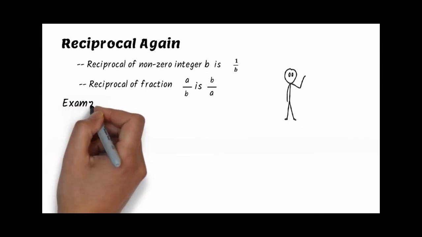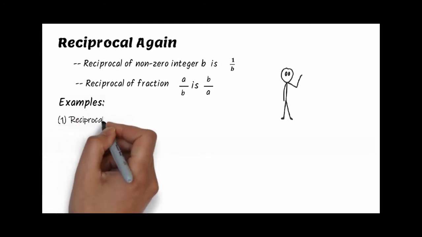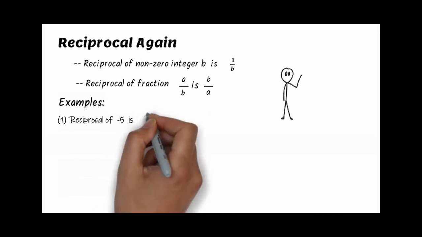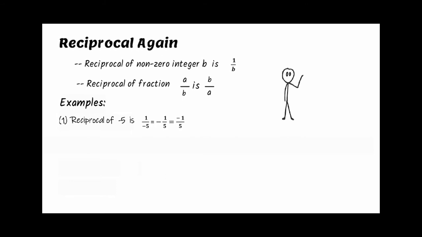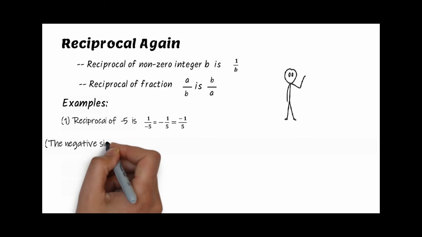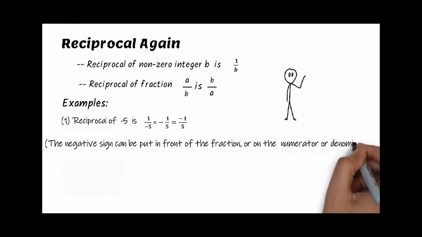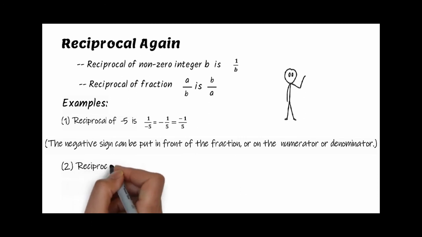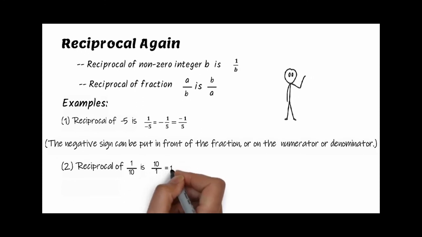So let's look at an example. In our first example, what is the reciprocal of the number -5? That is -1/5. And that is also equivalent to 1/-5, and that is also equivalent to -1/5. So the negative sign can be put in front of the fraction or on the numerator or on the denominator. They're all equivalent in this case. Now second example, reciprocal of 1/10, which is 10/1, and that just equals the number 10.